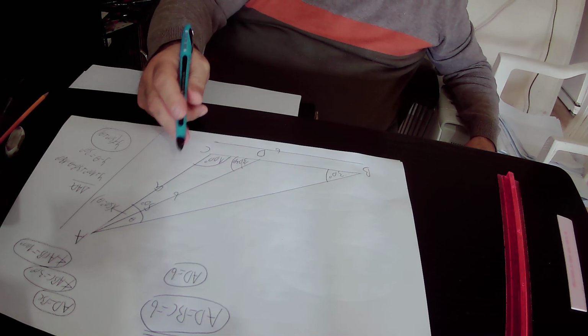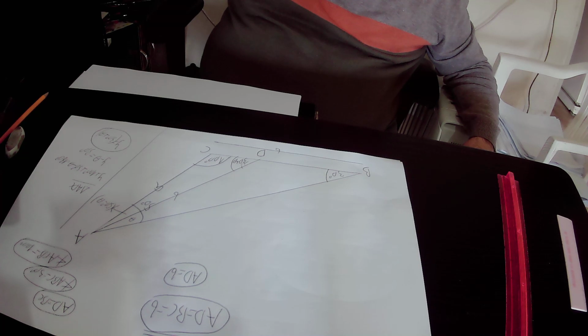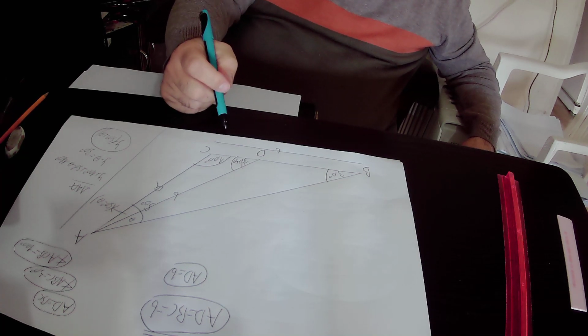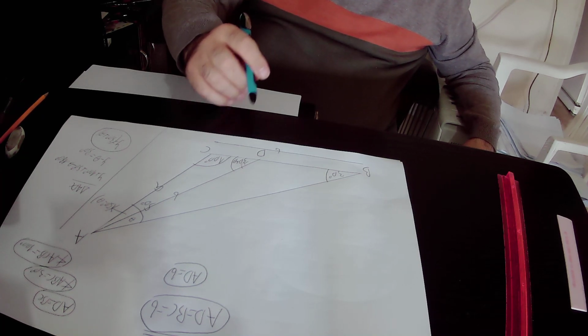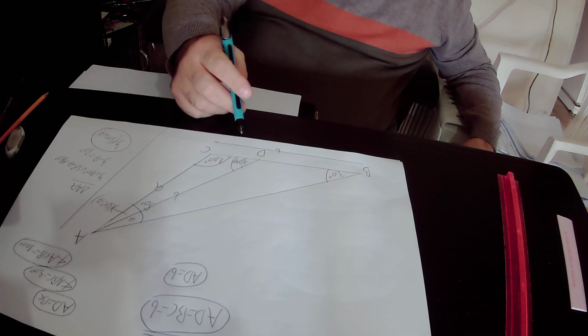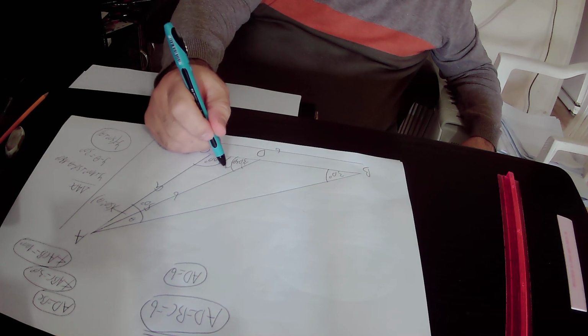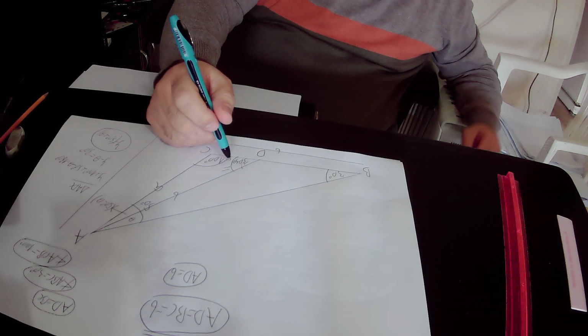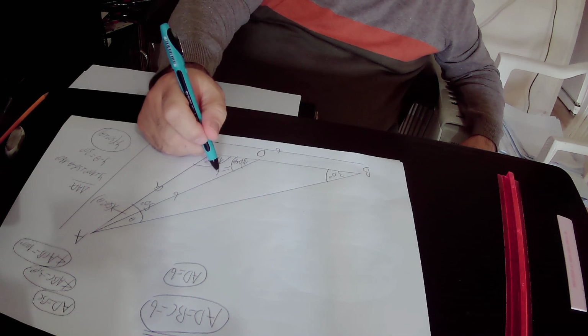Here theta equals 10 degrees. But the angle that we are looking for is actually angle ADC, which equals 30 degrees plus theta, and theta is 10 degrees, so 30 degrees plus 10 is 40 degrees.